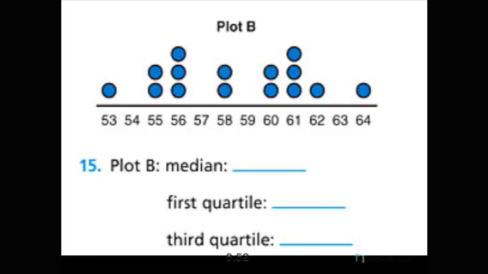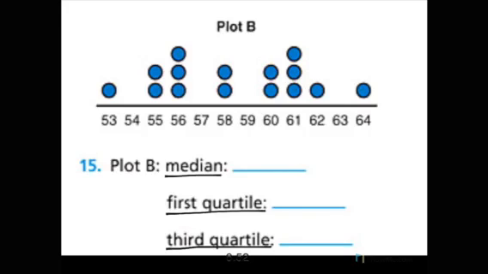All right, now that you guys watched me do one, let's do one together. So now we're looking at problem number 15. So what we're going to do is we're going to find our median, then we're going to find the first quartile and the third quartile. So in this example with plot B, we're going to pretend like these are test scores from Unit 8. Let's say these were our pre-assessment, our pre-test results.